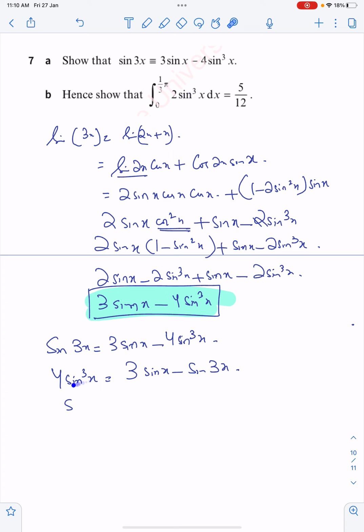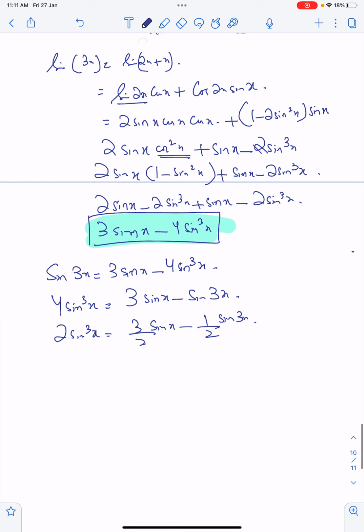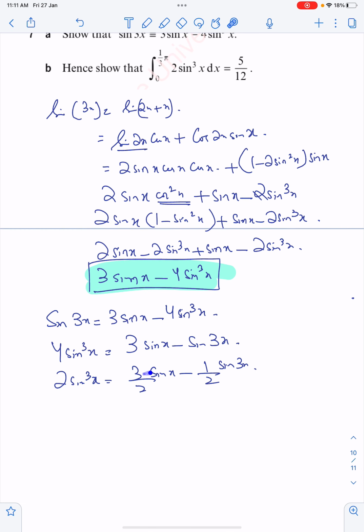So here I have 4 sine cube x. If I divide by 2, I have to divide this side also by 2. So I will write 2 sine cube x equals 3 upon 2 sine of x minus 1 upon 2 sine of 3x. Instead of integrating this, I can integrate this now.